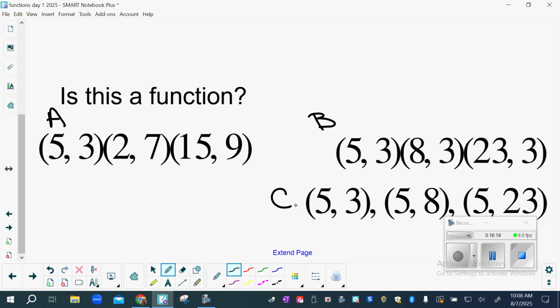Okay, so here's what we're talking about. If I plug in 5 for these, I get 3. Every time I plug in 5, I get 3. Every time I plug in 8, I get 3. That's okay. Every time I plug in 23, I get 3. But look at C. Today I plug in 5, I get 3. Tomorrow I plug in 5, what do I get? I get 8. Does that make sense?